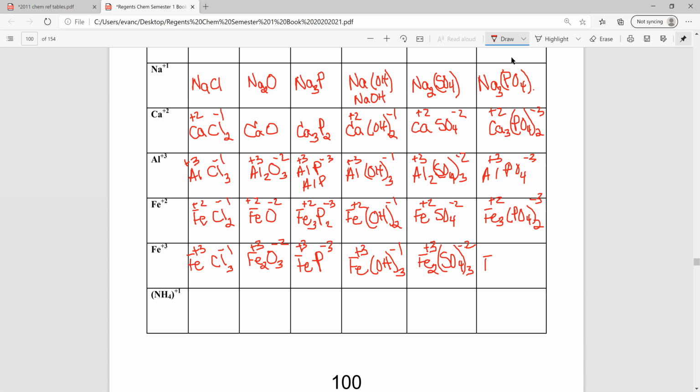And now here I have my iron, which is a positive 3, and I have the phosphate, which is a negative 3. And so then, since those are equal charges, it's good the way it is because the sum of the charges is 0. And so now I'm going to start with my positive ion being a polyatomic.